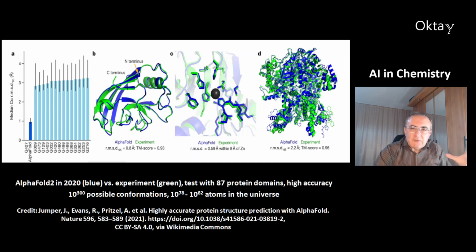So this was tested on 87 protein domains. Protein domain is a part of a protein with a specific function. And this produced high accuracy results.